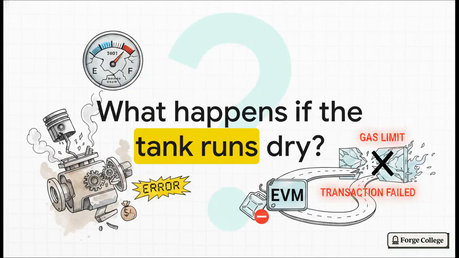Which naturally brings up a pretty important question. What happens if the tank runs dry mid-journey? Well, your transaction has a gas limit, and this acts as a hard, unbreakable boundary. If the total gas required ends up exceeding the gas limit you provided, the EVM just slams on the brakes. The transaction fails, it aborts, it reverts. And the worst part? You still pay for the fuel you burned, but all your state changes are completely undone.